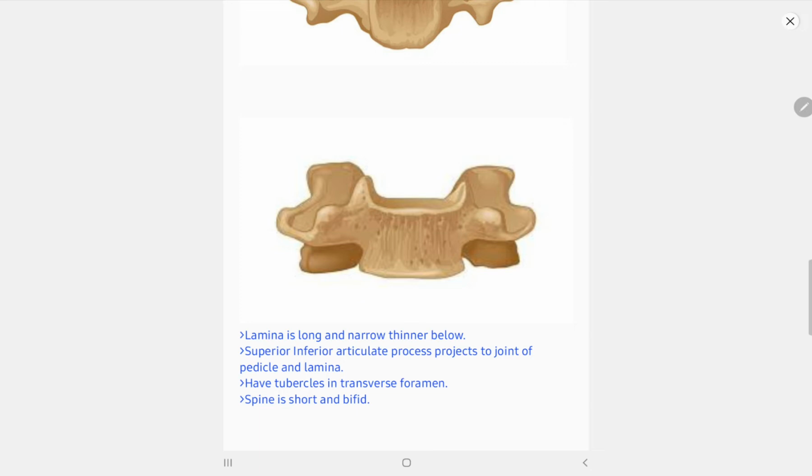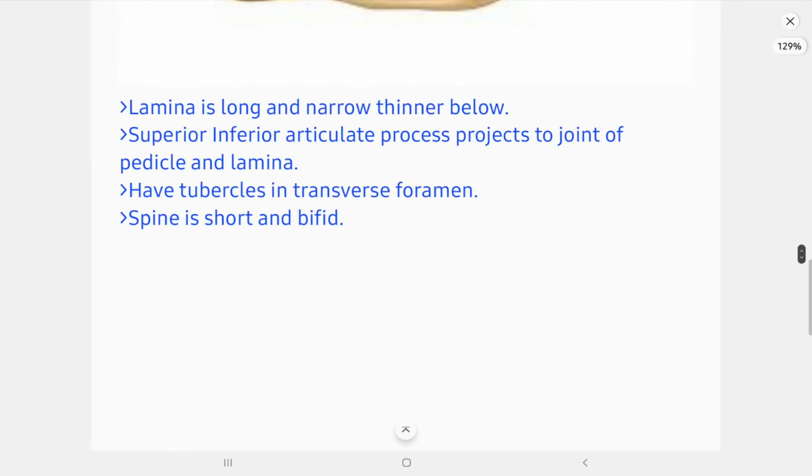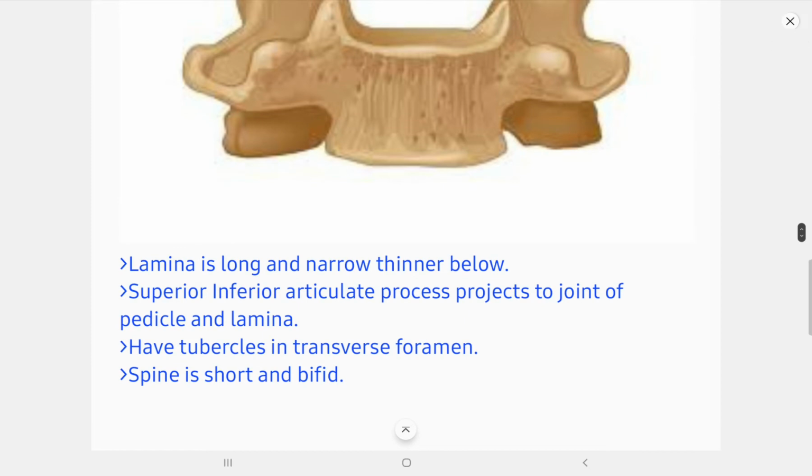Okay, and this is the anterior view showing it is concave in superior position and beveled, saddle shaped in inferior position. Okay, then the lamina is long and narrow, thinner below.